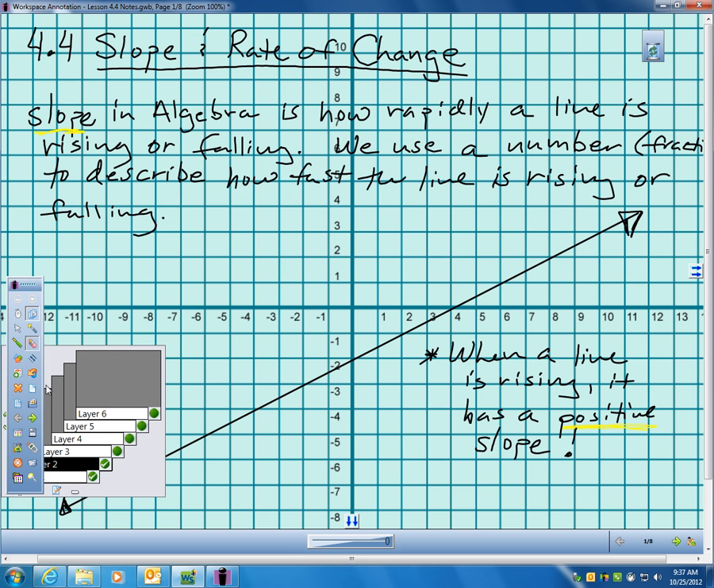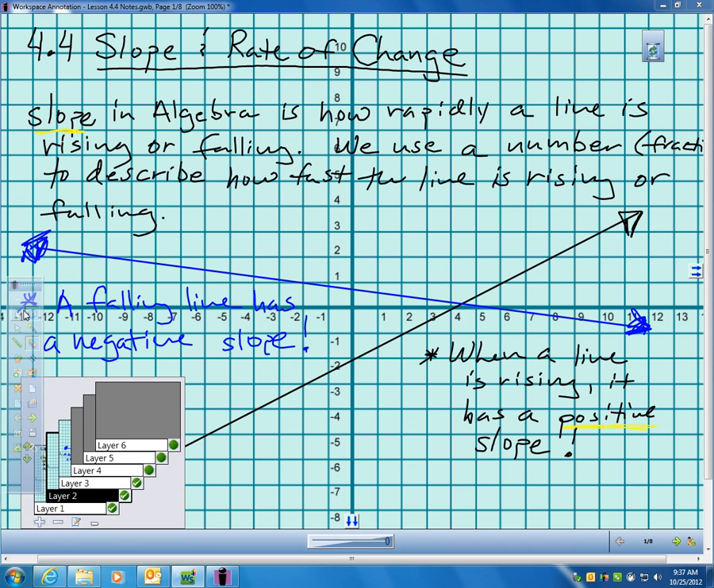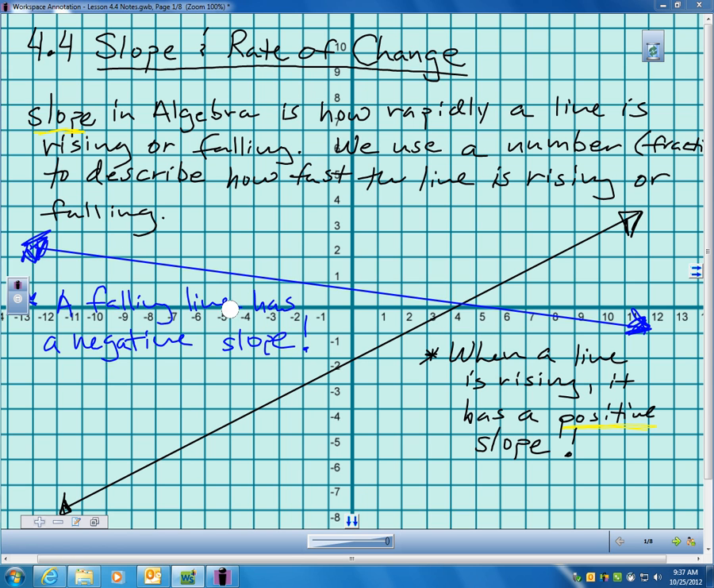There we go. Okay. Next, I drew a second line in blue. And as you can see, this line is falling. A slope for a falling line would always be a negative amount. So if I had the number for the slope of this line, it would have a negative in front of it because you can see this line is a falling line.